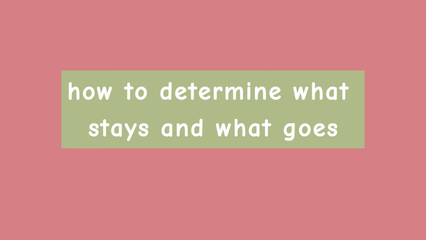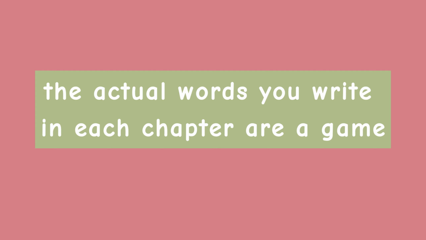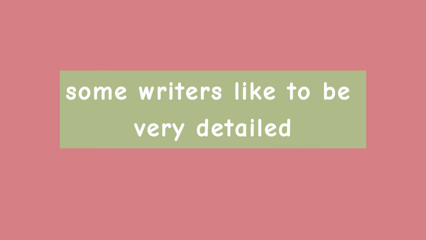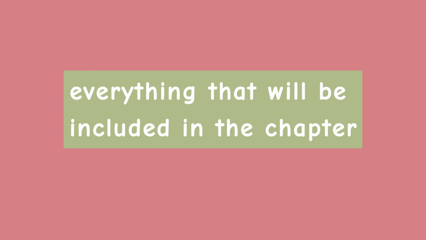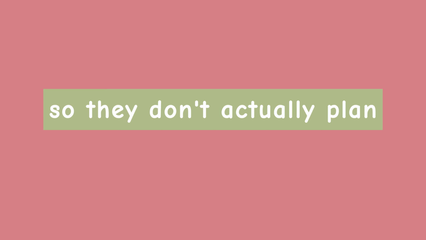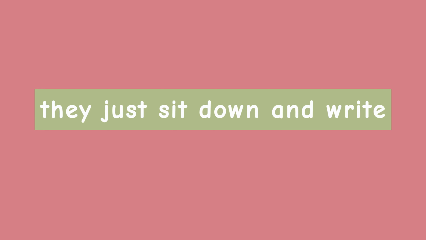How to determine what stays and what goes. As mentioned earlier, the actual words you write in each chapter are a game-time decision. Some writers like to be very detailed. As such, they outline everything that will be included in the chapter. Others are less proactive, so they don't actually plan out everything that will go into the chapter. They just sit down and write.